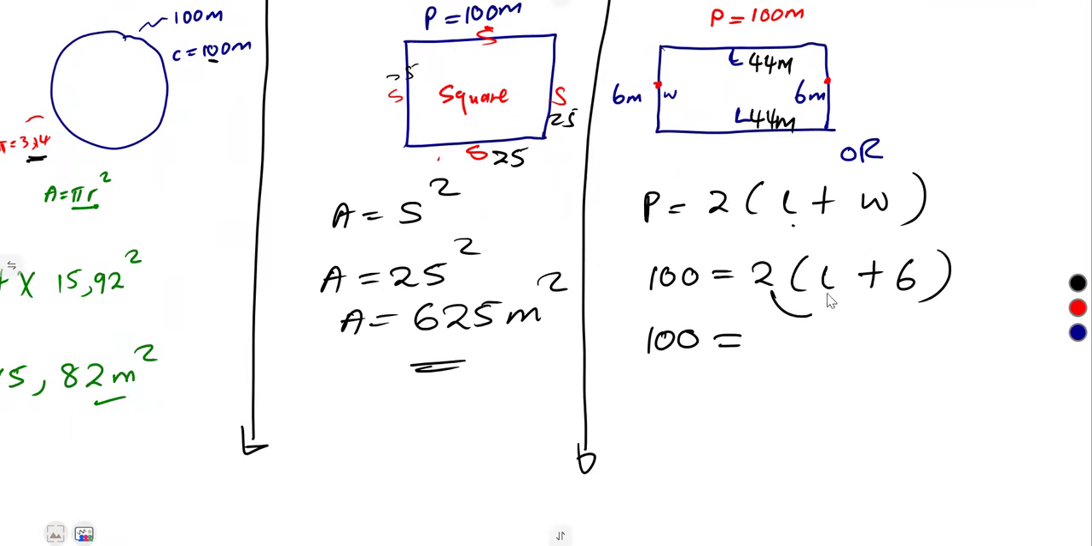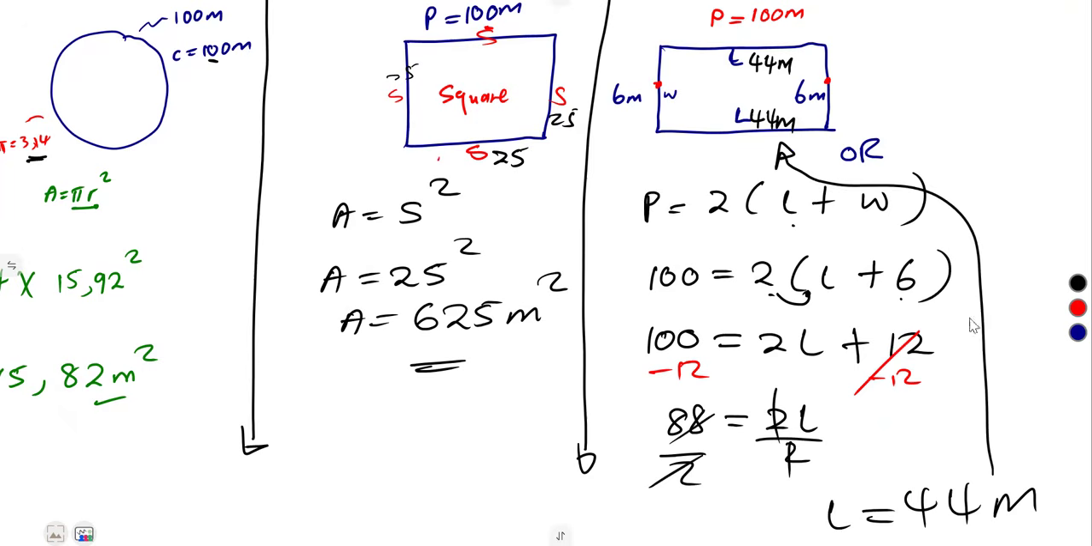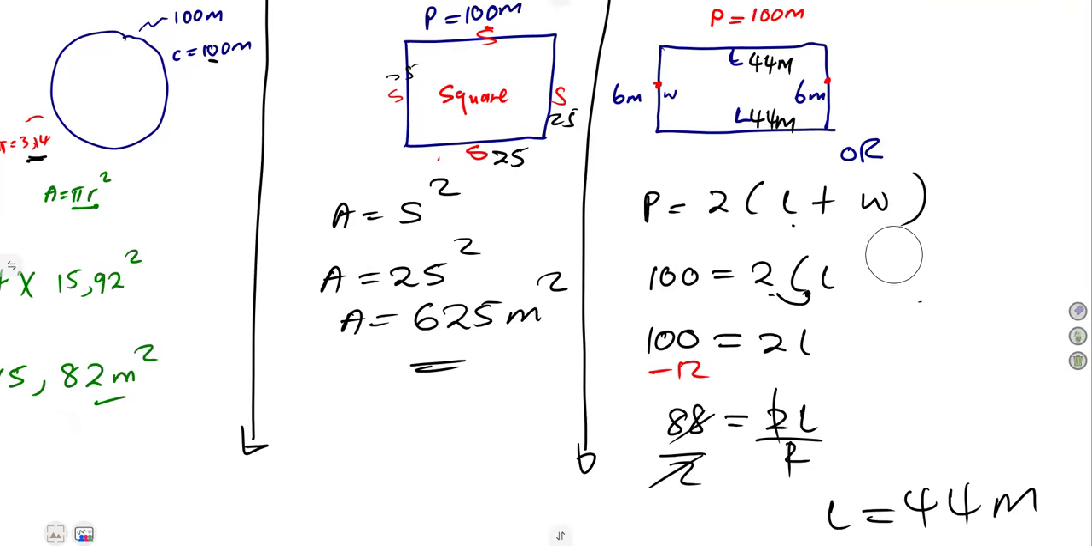100 is equal to, you expand your brackets, 2 times L. Remember, I want to solve for the length L. All right, so 2 times L, that's 2L. 2 times 6, that's 12. So subtract 12 or take 12 to the other side. That was going to be 100 minus 12, which is 88, is equal to 2L. Divide by 2, divide by 2. So that's our length. So therefore, our length is what? 44 meters. So as we can see, we have got the same 44 that we calculated. So it is in your hands, guys.